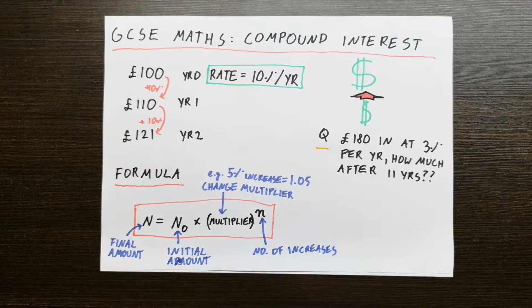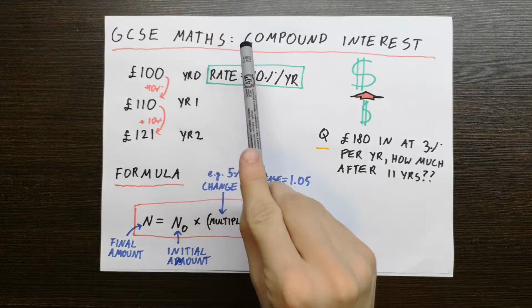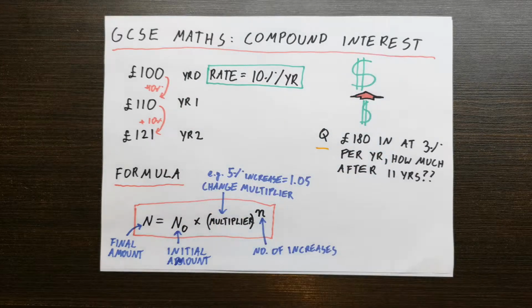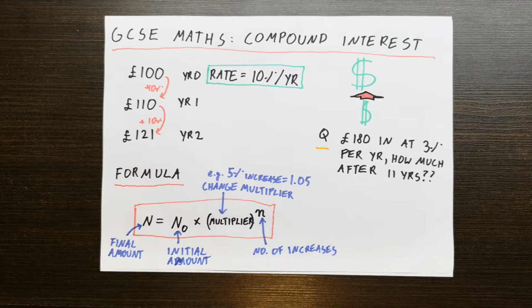Today we'll be looking at GCSE Maths compound interest. So last time we were talking about maths, we were talking about simple interest, whereby we are adding the percentage interest on the original amount. If you haven't watched that video, make sure you do, because that explains the basics of interest and how it all works. And I will include the link to that video in the description below, so don't worry.